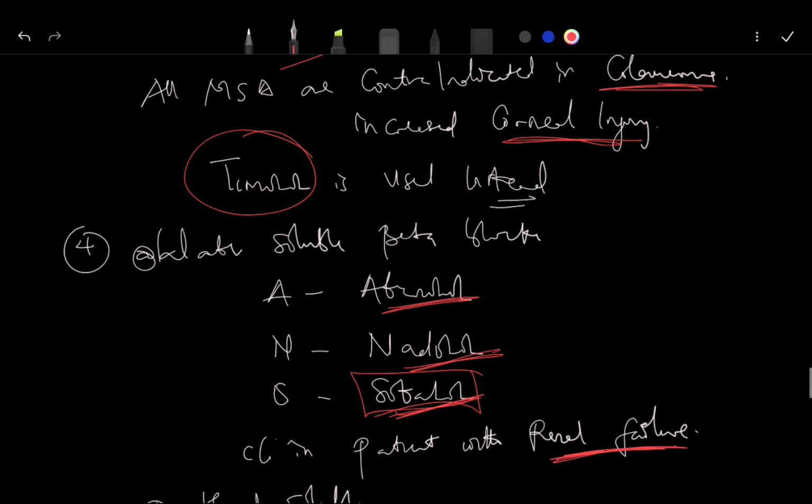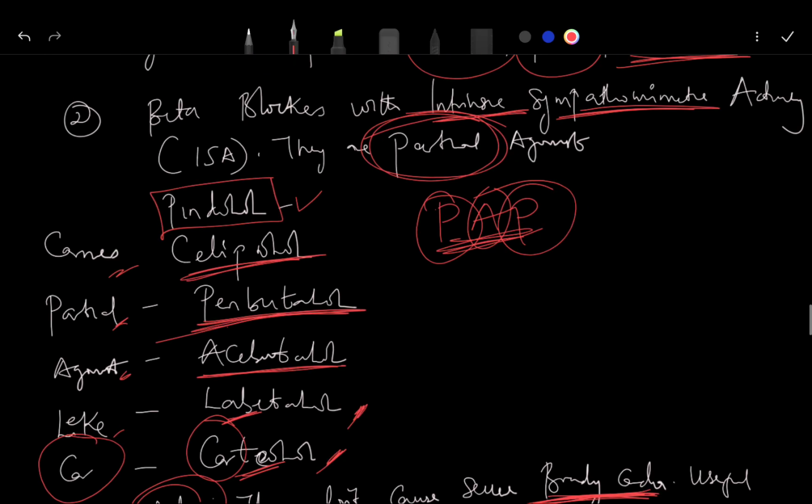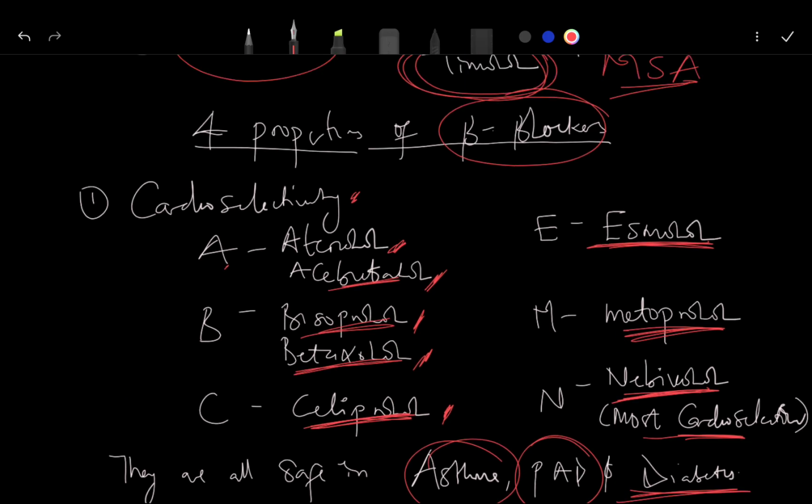I will just recap this last part of the lecture where I classified beta blockers. We classify beta blockers under cardioselectivity. We say A, B, C, E, M, N. A: atenolol, acebutolol, bisoprolol, betaxolol, celiprolol. We saw celiprolol towards the end just now, and I believe we will also see it again.